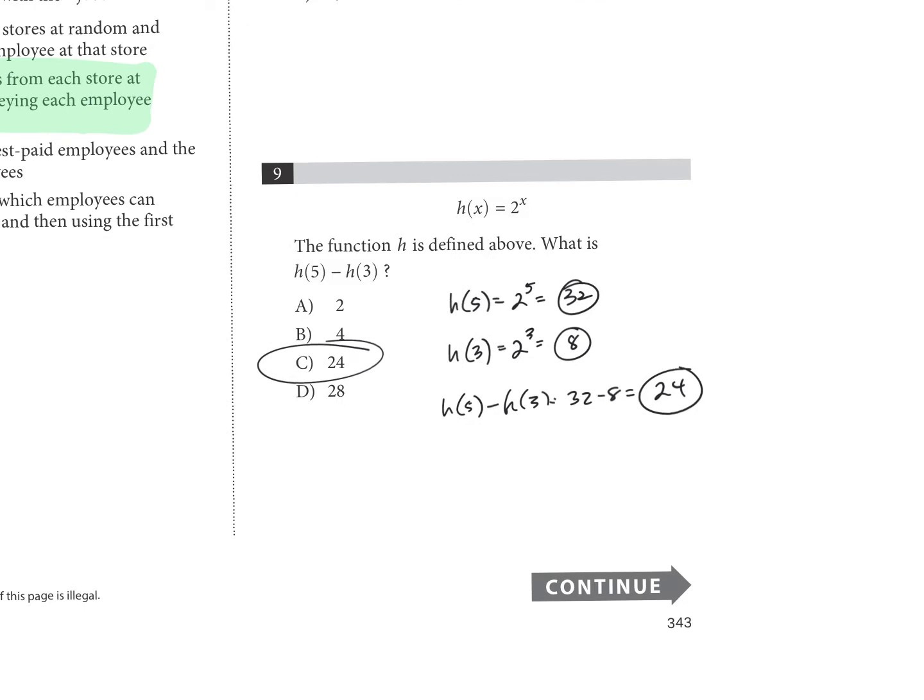All right, number 9 is an exponential. It's a matter of just plugging some values in. So if I want to find h of 5 minus h of 3, h of 5 is 2 to the 5th, which is 32. H of 3 is 2 to the 3rd, which is 8. H of 5 minus h of 3 is 32 minus 8, which is 24. So that's just straight, pure math.